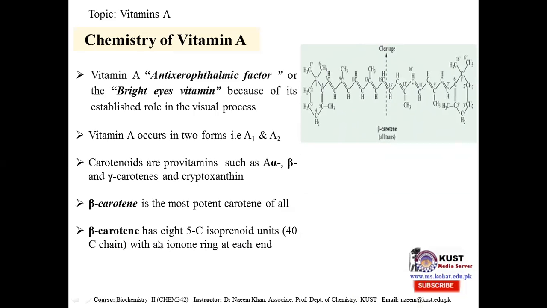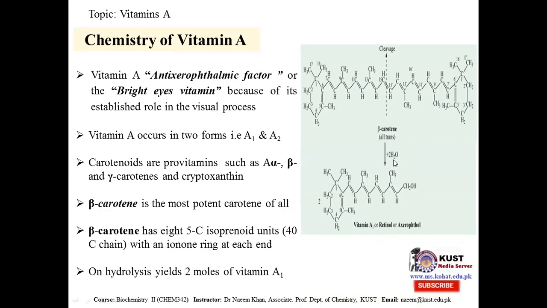So beta carotene is the most common provitamin of vitamin A that is taken in the food, and its structure contains 5-carbon isoprenoid units, eight in number, held together with a beta ionone ring at each end. On hydrolysis, 2 moles of vitamin A are produced. 2 molecules of water are added, the bond is broken, and we get 2 moles of vitamin A, which is an alcohol derivative, from 1 beta carotene.